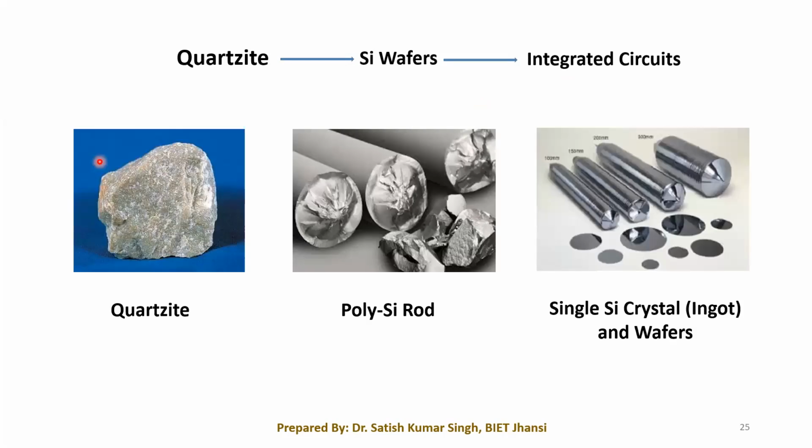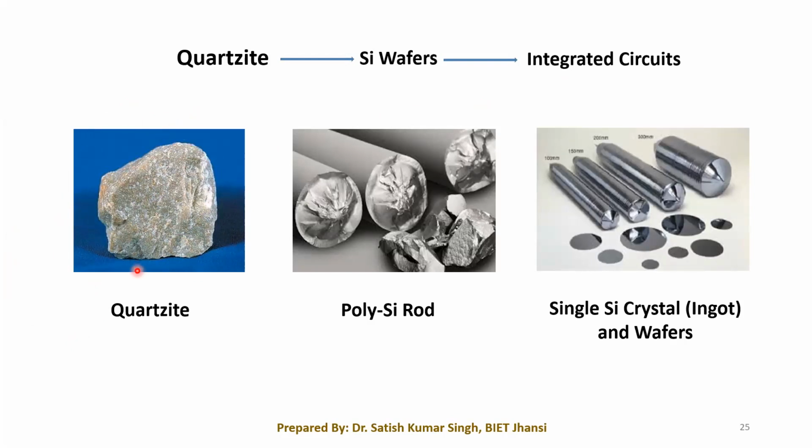Now we can look at some of the pictures that I have taken from the internet. You can find them there. This is one picture of the quartzite. Quartzite is silicon dioxide, and you will get a lot of pictures of it. It is nothing but sandstone or something like that. It is available in nature in the raw form, and it will look something like this.